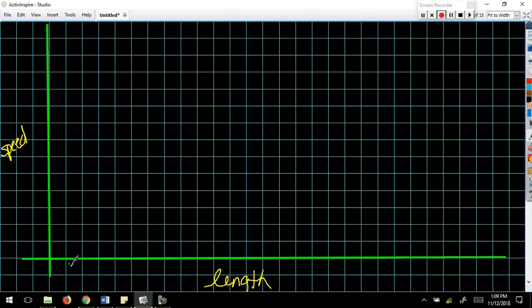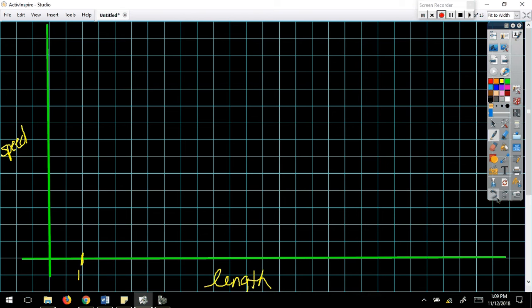So maybe we'll go by 5 maybe. So we'll let this be 10. Well, let's go by 2's.